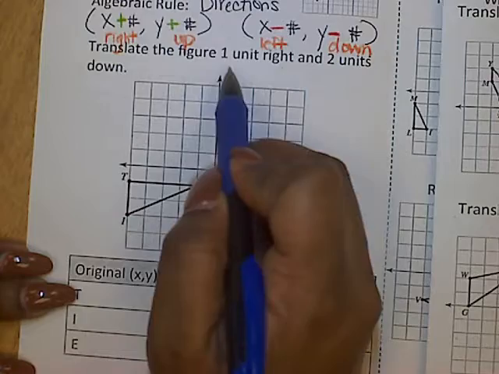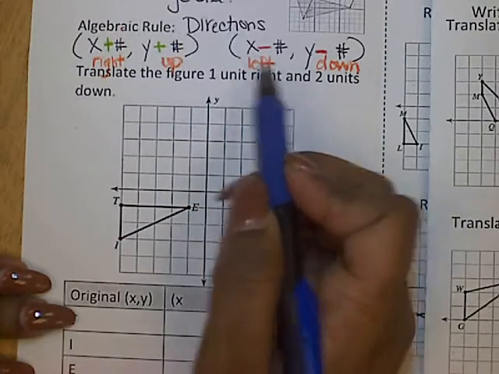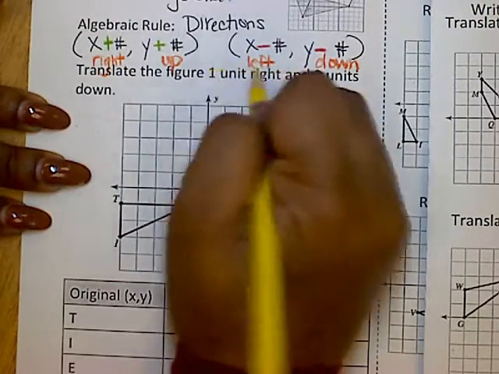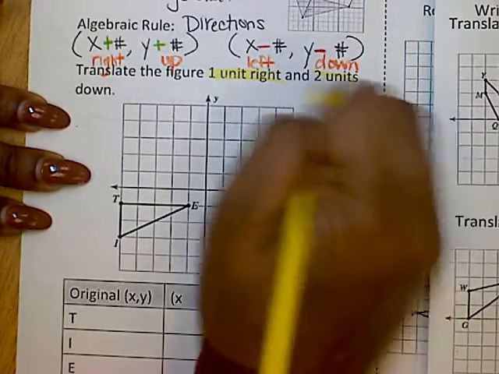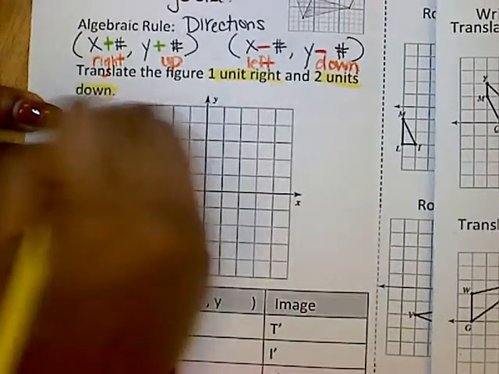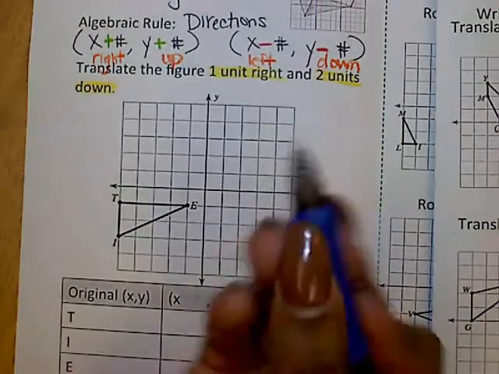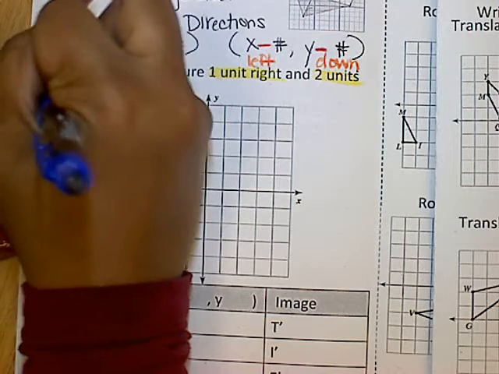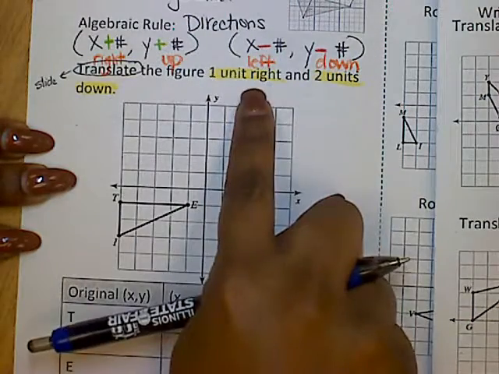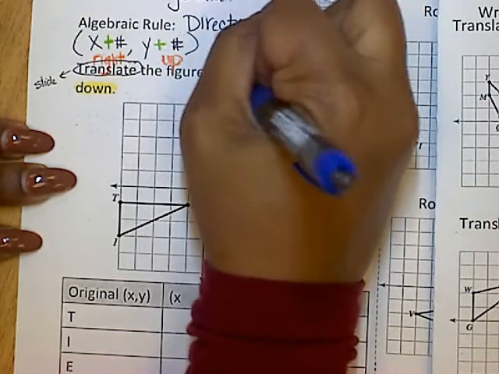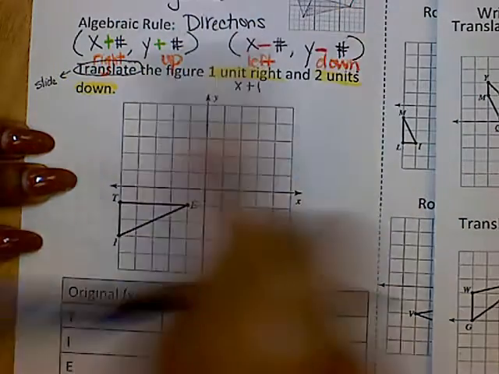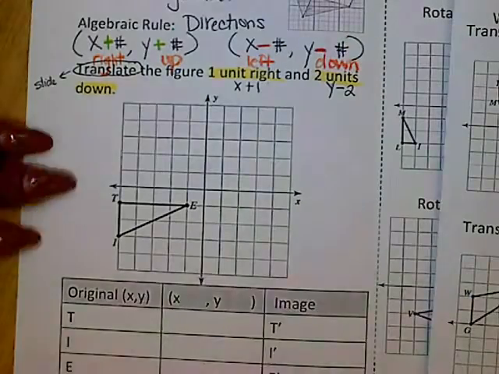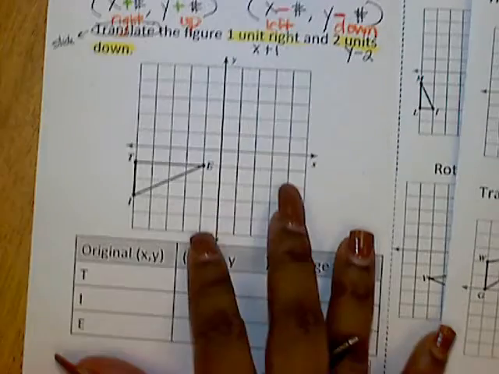So it says translate the figure 1 unit right and 2 units down. So I think it's important to highlight our instructions. Also to make sure we understand we're translating. So this translate just means we're sliding. And 1 unit right just means we're doing x plus 1. 2 units down, because it's down, we're doing y minus 2. And so we're going to show that work below.